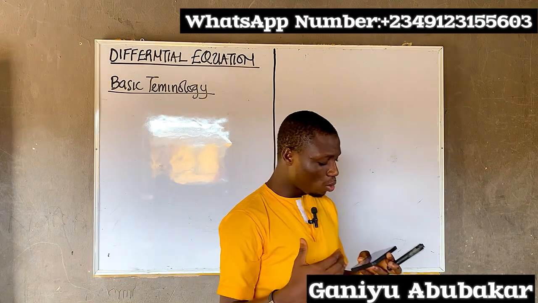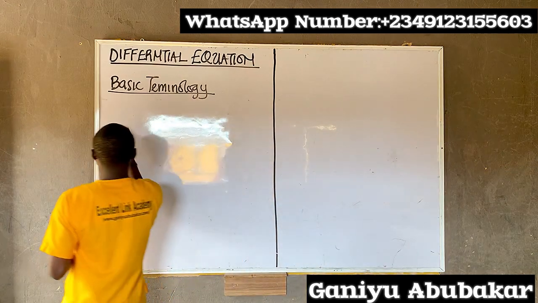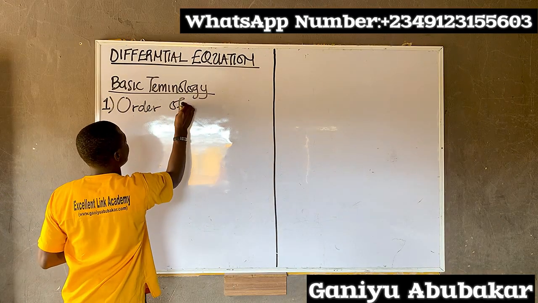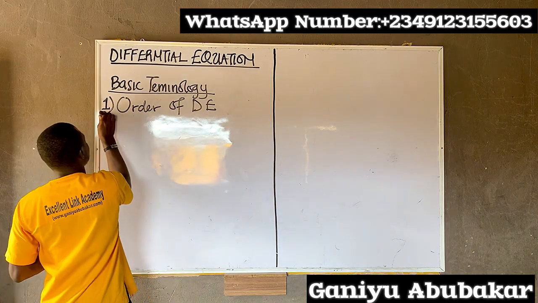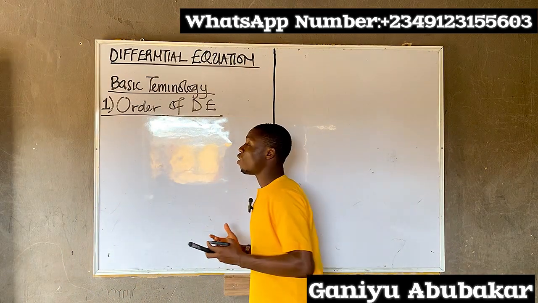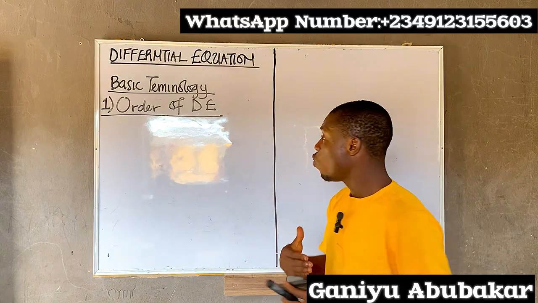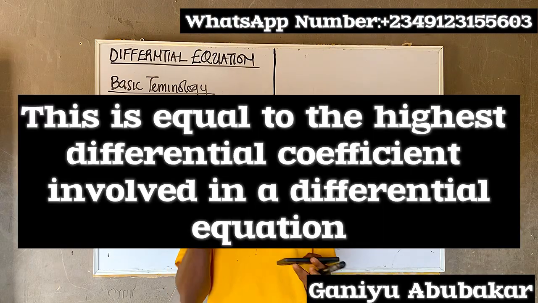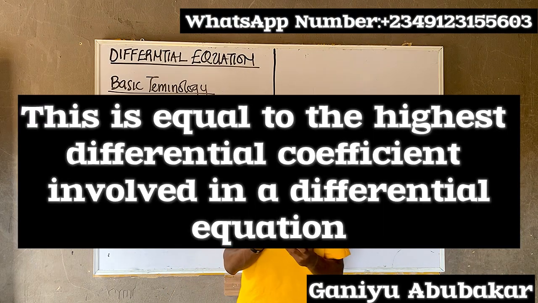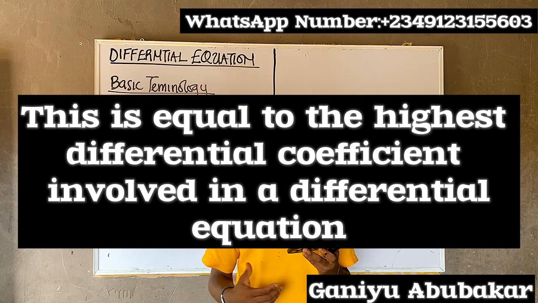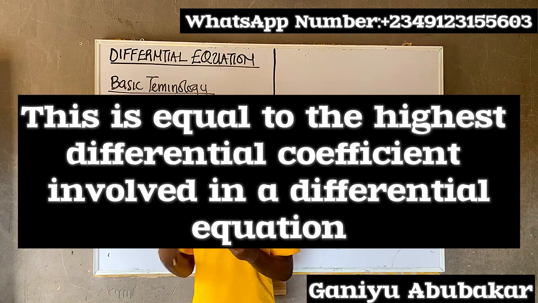So the first one we're looking at is called the order of a differential equation. I'm calling DE differential equation. So let's start with the first concept called the order of a differential equation. What is the order, or what's the idea behind order of a differential equation? The order of a differential equation is equal to the highest differential coefficient involved in the differential equation.